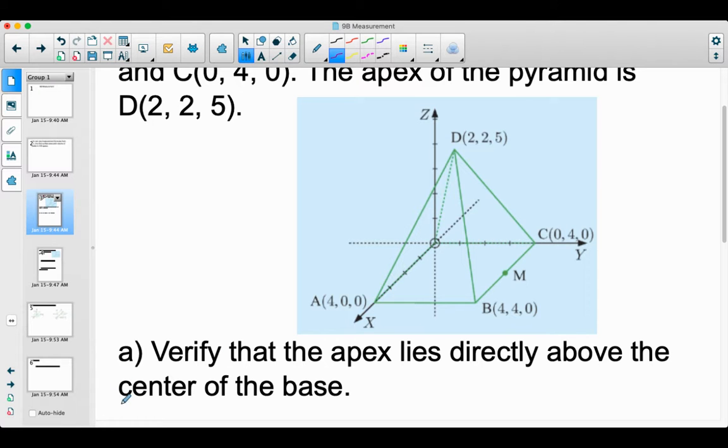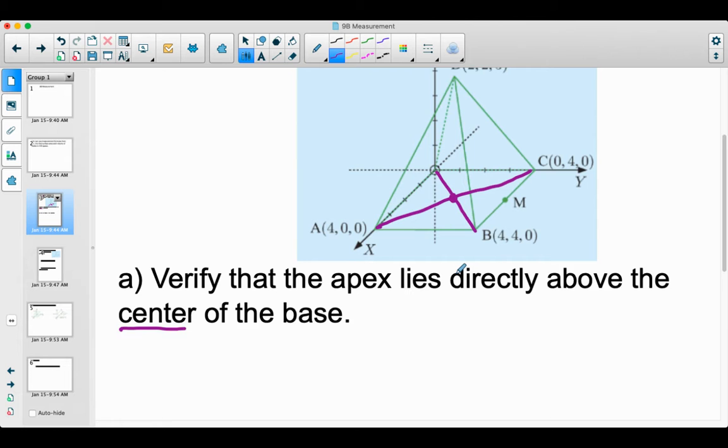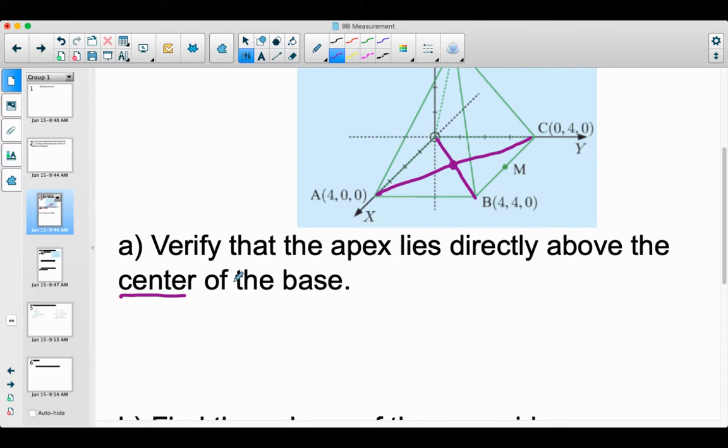Well, the center of the base is going to be essentially where this diagonal intersects this diagonal. So it's really the midpoint of each of those segments there. That's going to be the center. So let's find the center of the base by using our midpoint formula that we learned in the previous video.